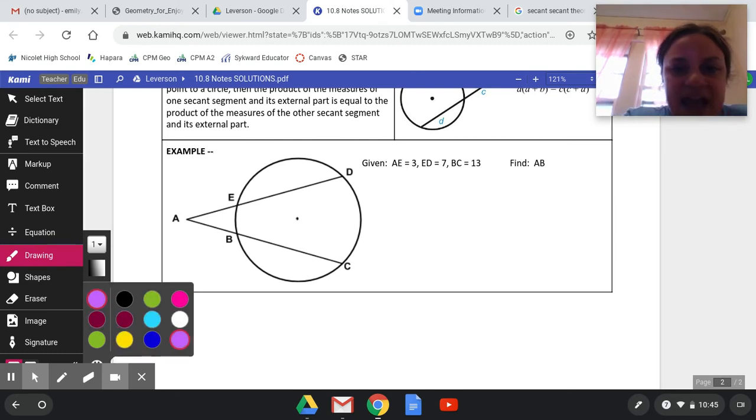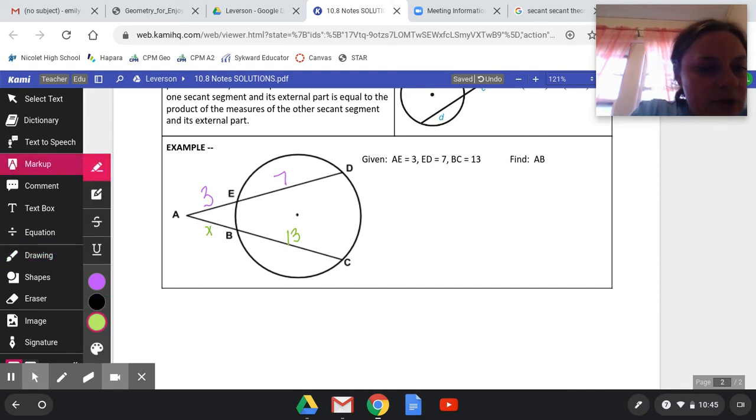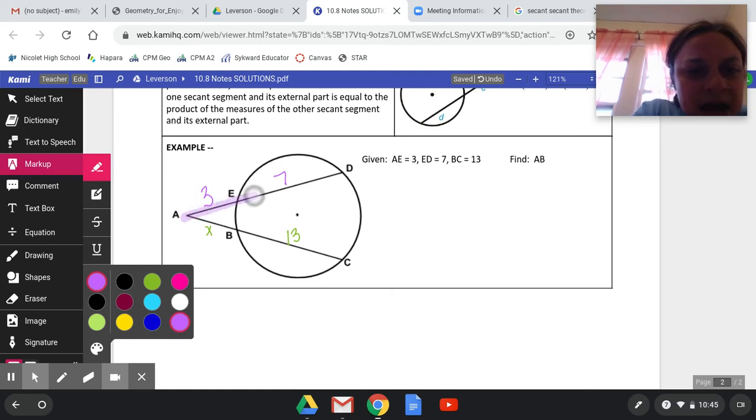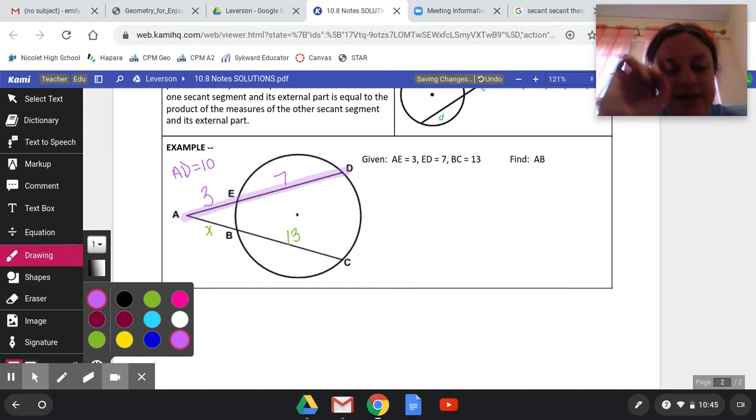So that you can see exactly what we're doing: AE is 3 units long. That's given to me. ED is 7 units long. And I've also got BC is equal to 13 units long. So that's a 13 right there. And I am finding AB, so I'm going to go ahead and call that X. For this, I know that I am going to need to use the entire side length of AD. So I can go ahead right away and say that AD is equal to 10, because 3 plus 7 is also equal to 10.